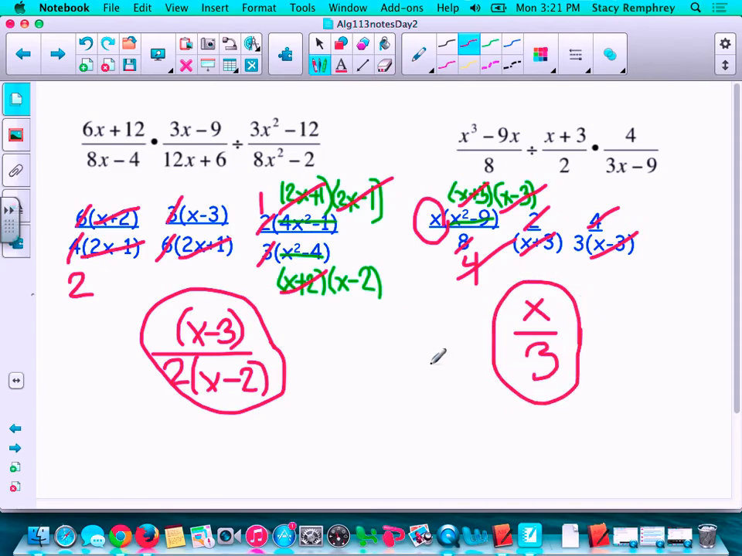So again, with the multiplication and division, always look for a GCF first. If there's addition or subtraction, do not start canceling. You need to look to factor out other things. So don't try to cancel. If you see addition, subtraction, your very first step might be to throw up the parentheses, look for a GCF, and then see if you can factor it further. Okay, that concludes 11.3 day 2.